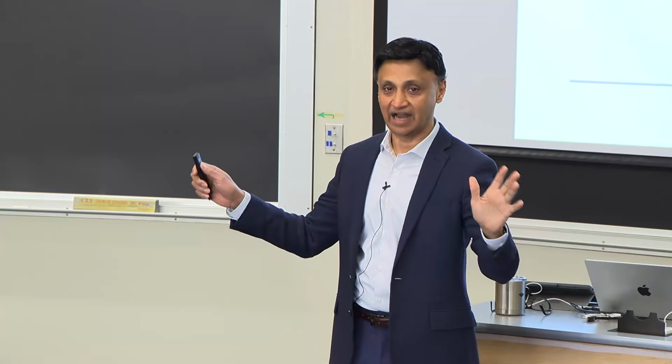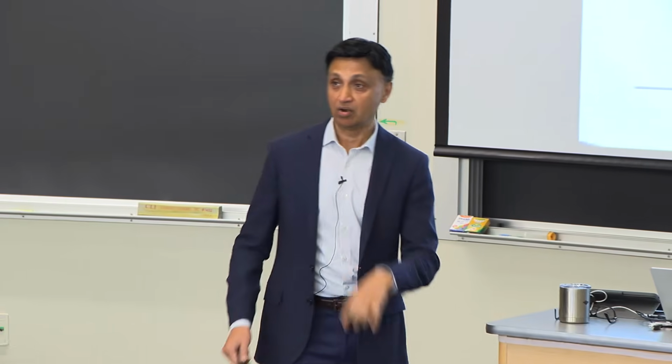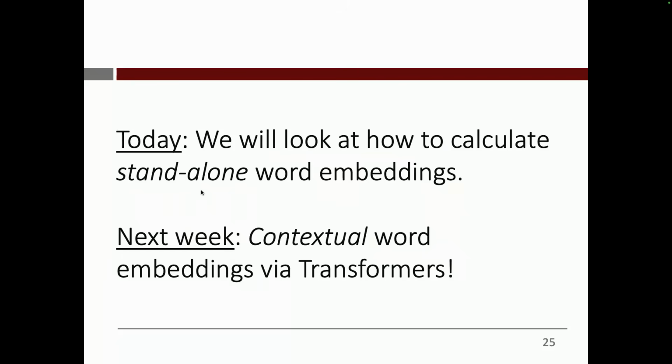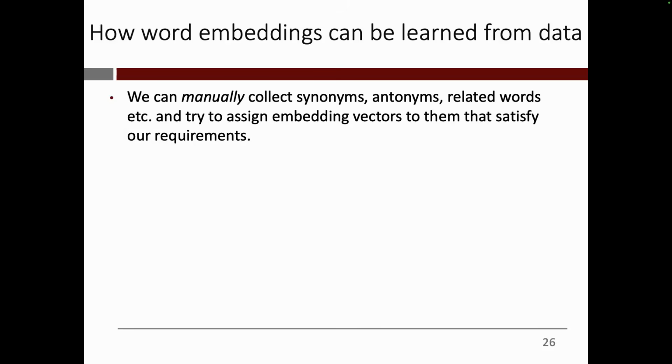That's sort of the lay of the land here. So today, we are going to look at how to calculate standalone or uncontextual word embeddings. And then starting Monday, we will take these standalone embeddings and make them contextual using transformers. Okay? That is the plan. Any questions so far?